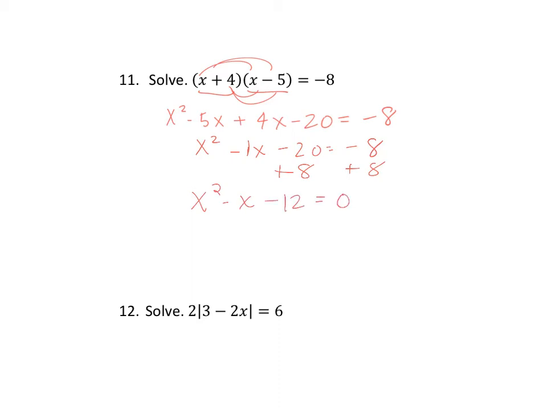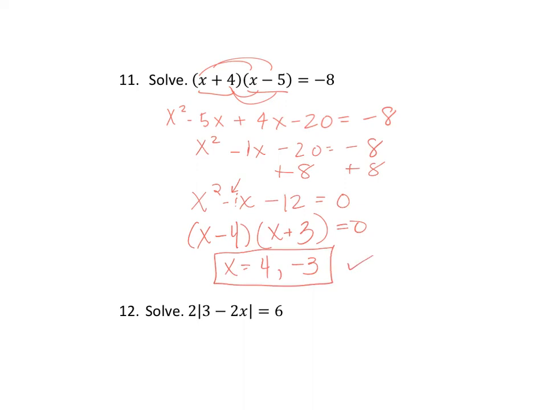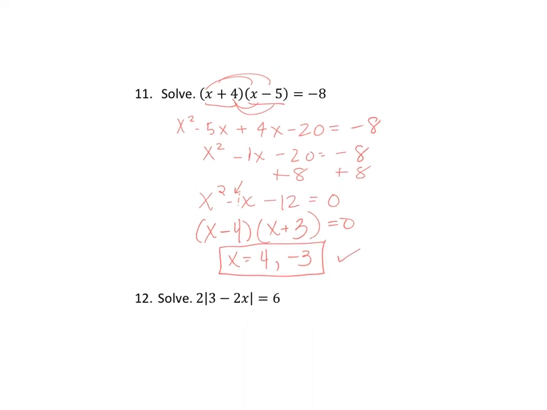At this point, you can either solve by using the quadratic formula, or you can solve by factoring. So I'm going to try and factor. I need x times x, and then I need numbers that will multiply to negative 12, so that's 4 and 3, and add to negative 1. It's going to be minus 4 plus 3. So x is equal to 4 or negative 3. And you could check both of those. It didn't tell us to, so I'm going to leave that one to you.